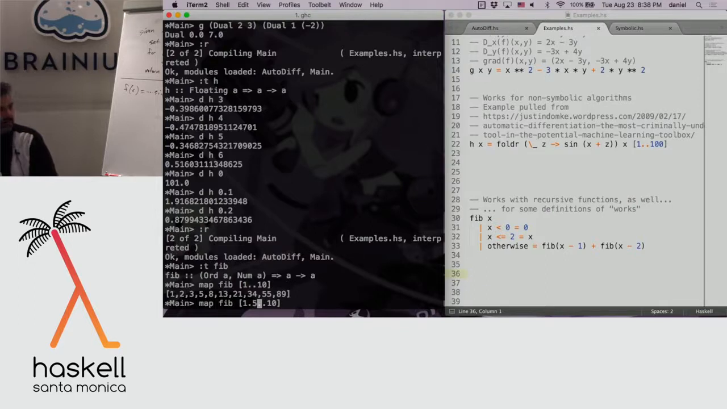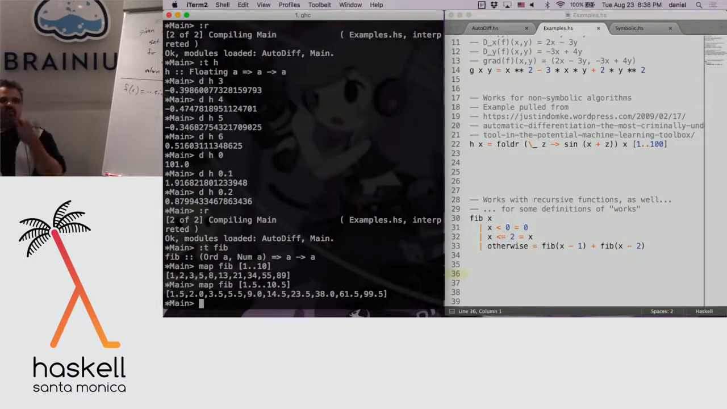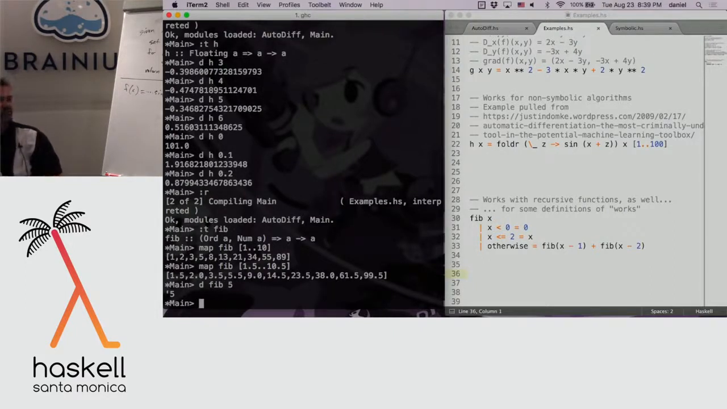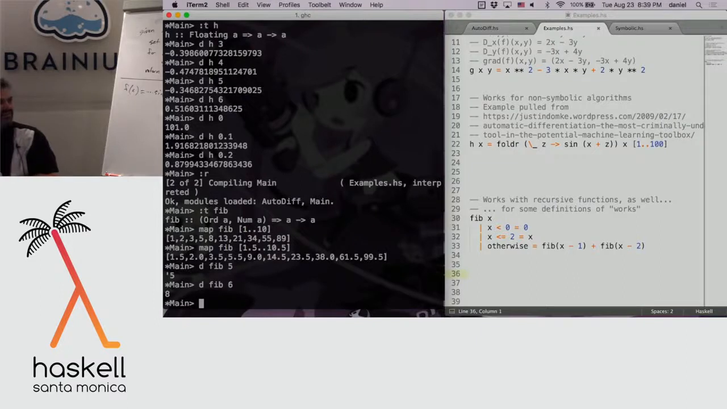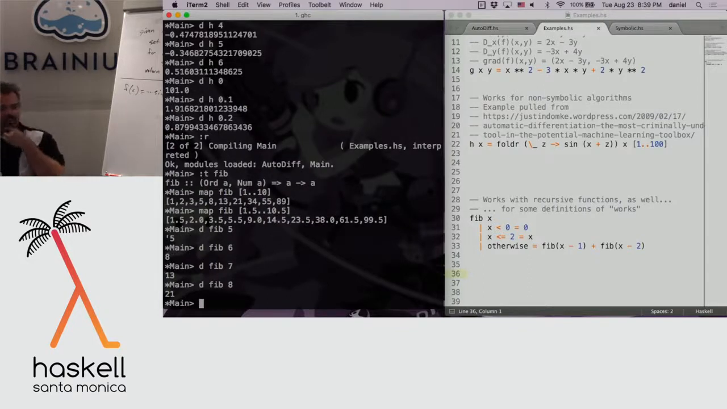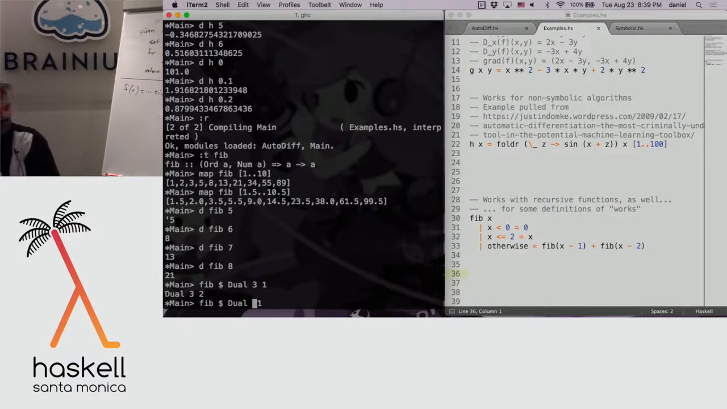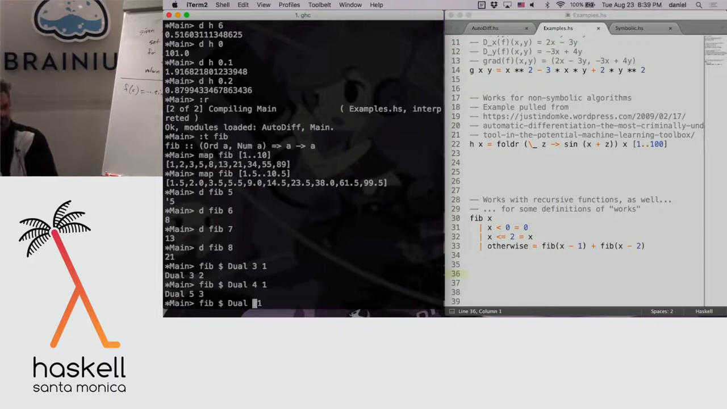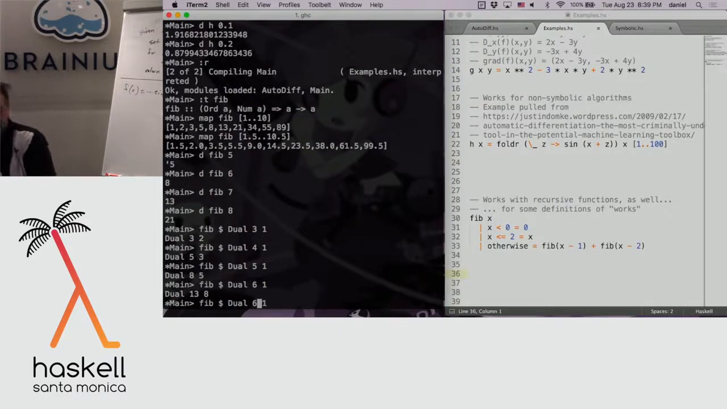It works anyway, because we have a function that agrees with the Fibonacci on integers, but we can also plug decimals into it. And we can take the derivative. So let's look at the derivative of fib at 5. And remember, we get 5. Does that one also obey the Fibonacci recurrence relation? That's a good question. Let's look at it. We get 6, we get 8. We plug in 7, we get 13. We plug in 8, we get 21. Let's actually plug duals into here. Fib of dual 3, 1, we get 3, 2. How about fib of dual 4, 1? 5, 1. 6, 1. 7, 1.